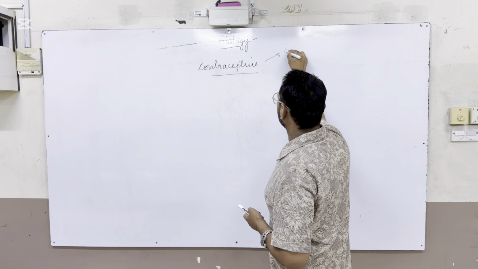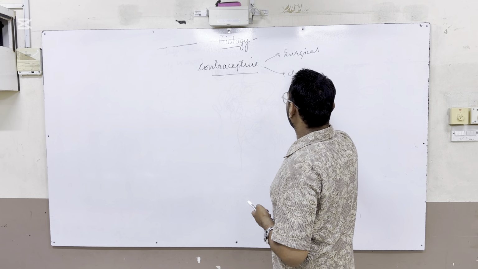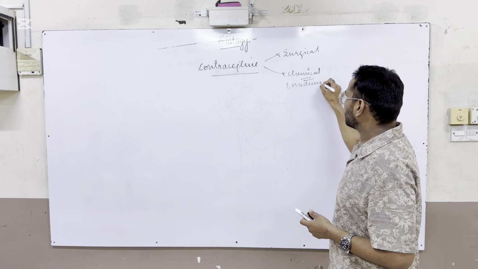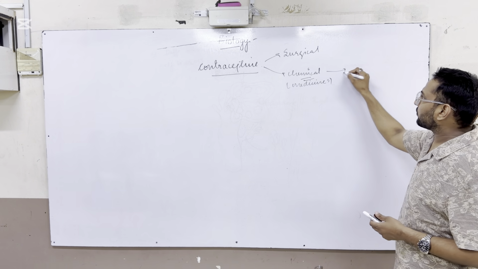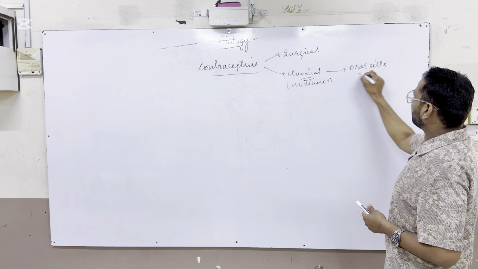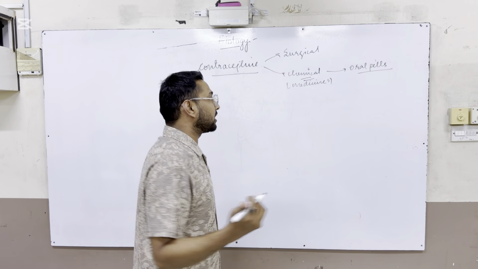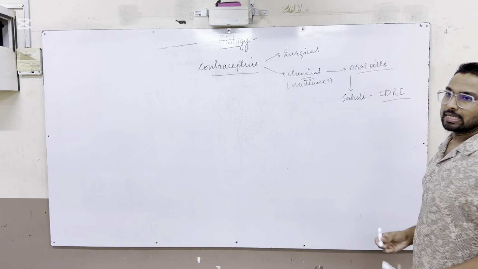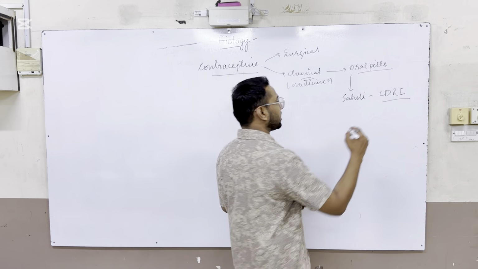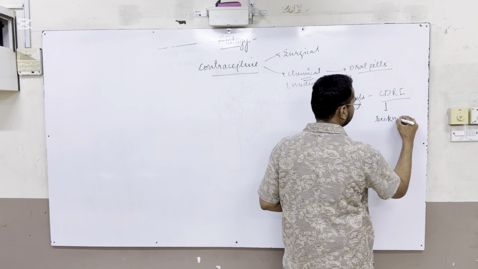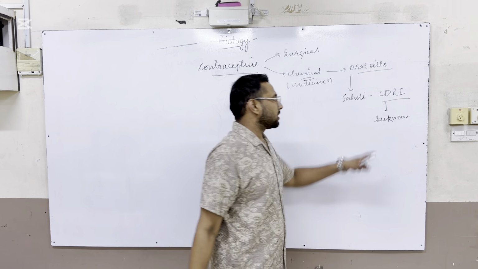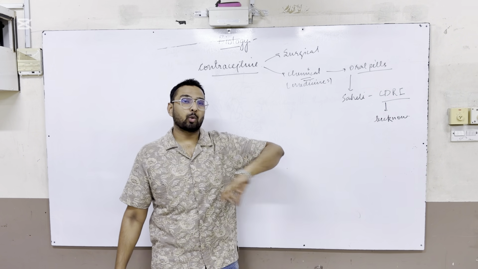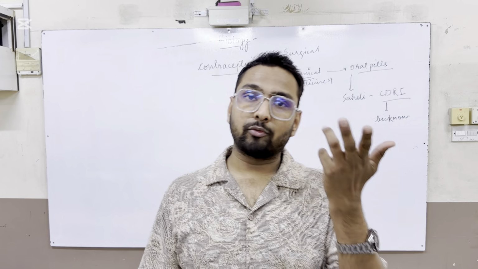So here we have to tell about surgical as well as chemical methods. As the name suggests, we can consider chemical ones as medicines also. In the case of chemical methods, we use oral pills. The most famous one, which was first prepared, was Saheli. It was prepared in CDRI, the Central Drug Research Institute, which is in Lucknow, UP. The first oral pill was Saheli. Many other oral pills are there, like Unwanted 72. These are used to avoid unwanted pregnancy.